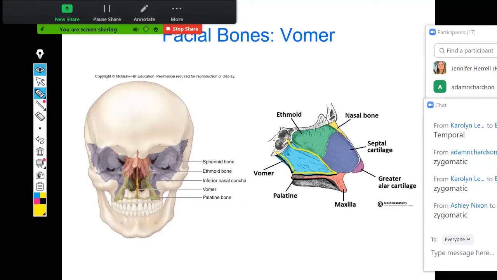So again, from the side, it's flat. This is the perpendicular plate of the ethmoid, the green, sticking down and attaching to it. So that's the vomer. It's above your hard palate, and you can just see little glimpses of it here and there.